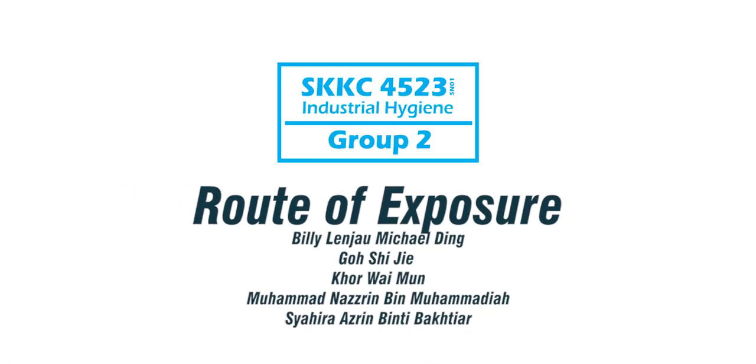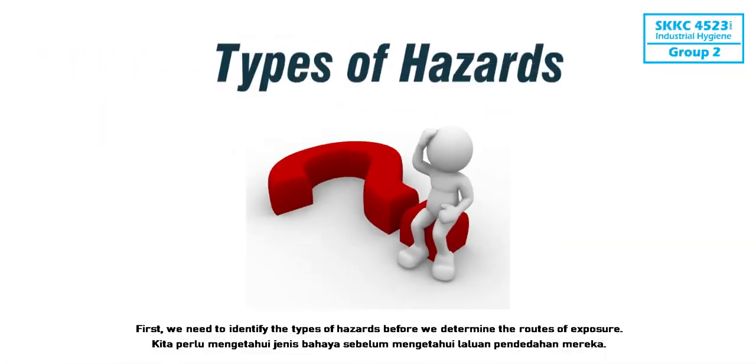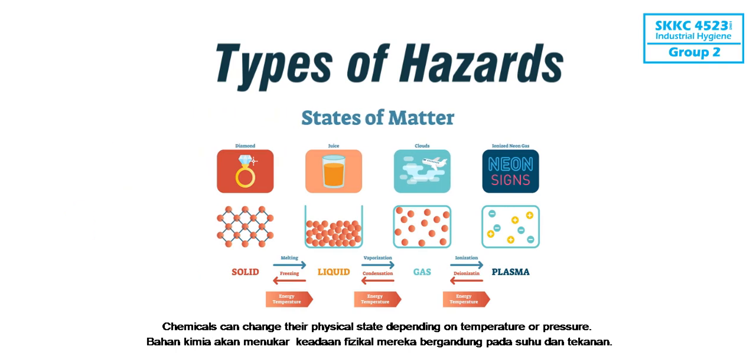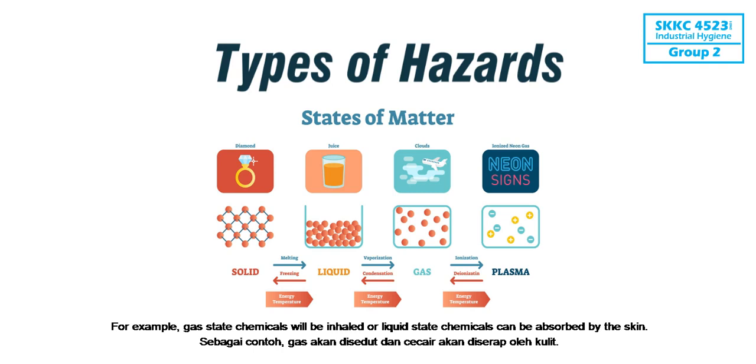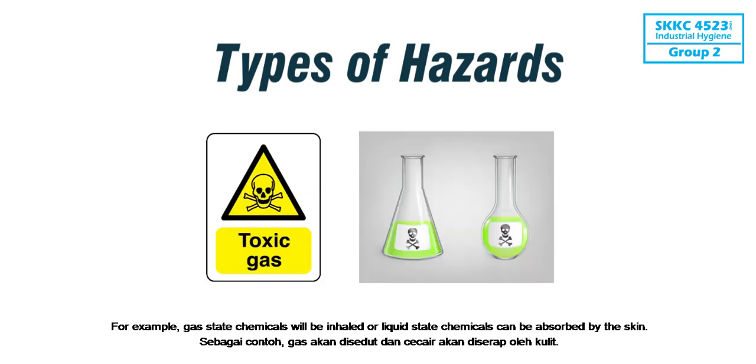Hey guys, today we are going to learn the routes of exposure. First, we need to identify the types of hazards before we determine the routes of exposure. Chemicals can change their physical state depending on temperature or pressure. Thus, it is important to identify the health risks, as these states can determine the potential route the chemical will take. For example, gas state chemicals will be inhaled, or liquid state chemicals can be absorbed by the skin.